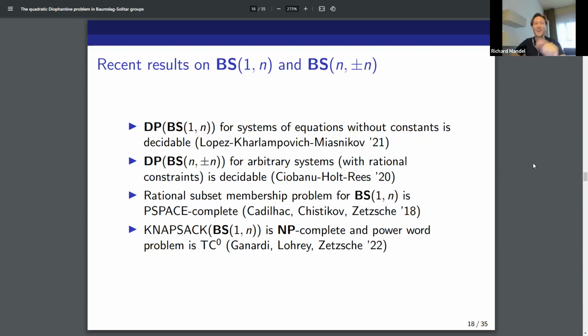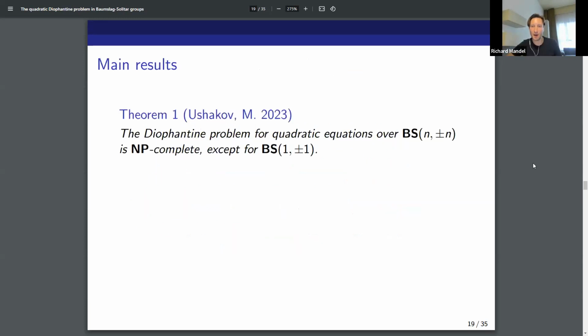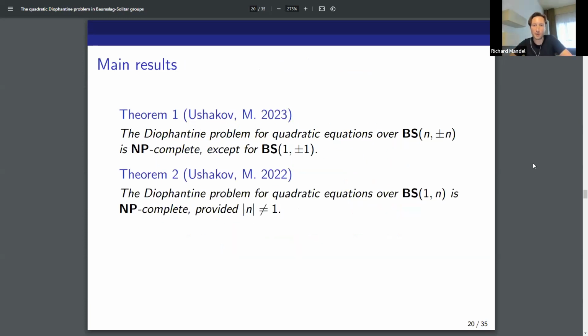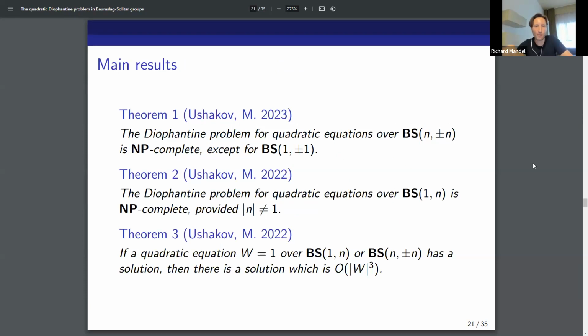I believe the following slide contains my and Sasha's actual results. So let's go to that slide. Okay. So our results are that the quadratic Diophantine problem, in either BS(n, ±n) or BS(1, n), is NP-complete, except for the trivial case where it's BS(1, ±n), n = ±1. And we also have a polynomial bound on the size of the solution.